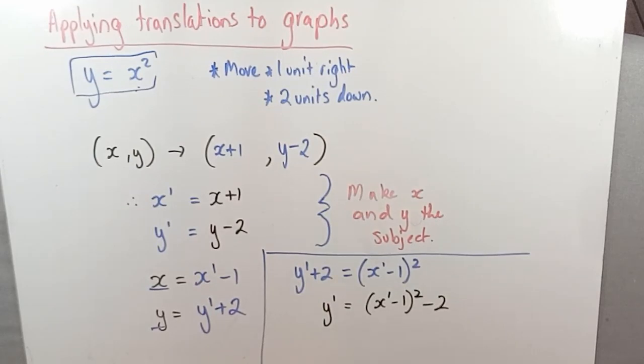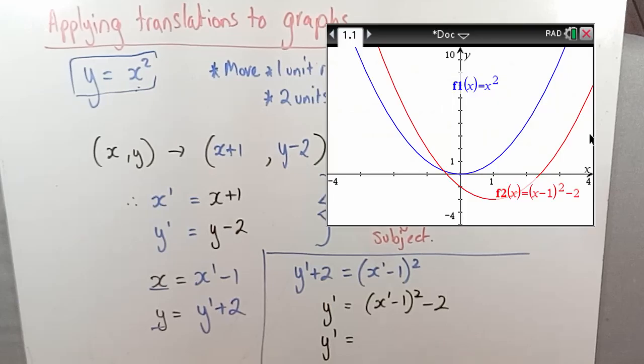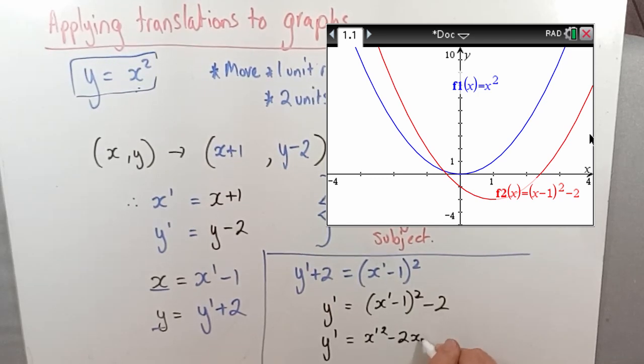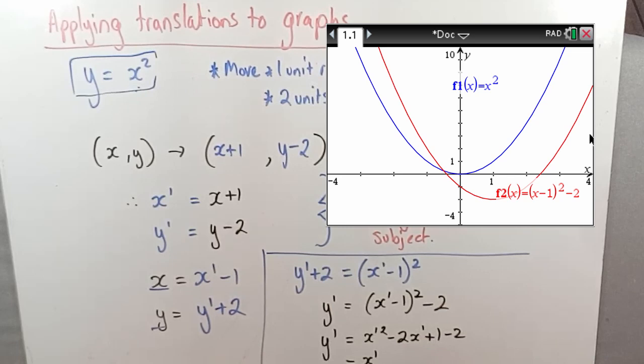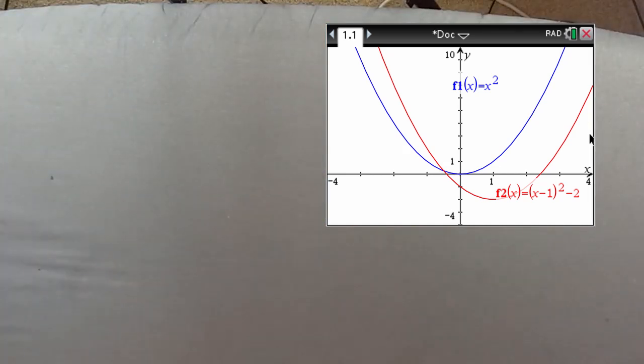That would be in turning point form, which is lovely. Or I could write it as y image equals, if I expand that out, x image squared minus 2x image plus 1 minus 2. So y image equals x image squared minus 2x image minus 1. Okay, so I could expand that out and write in that form as well. Okay, next one.